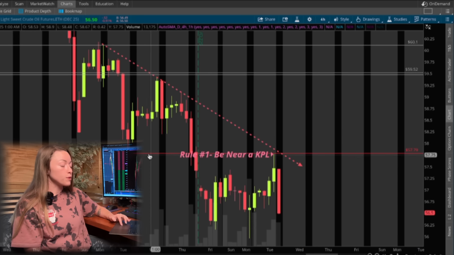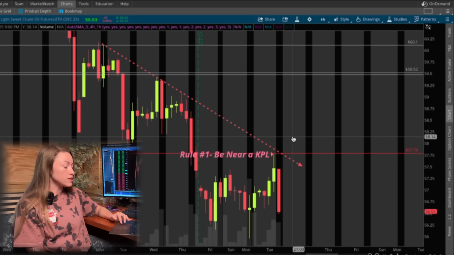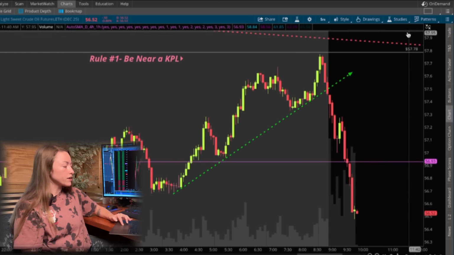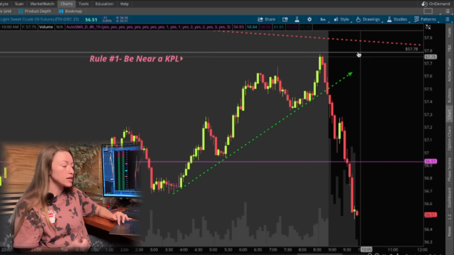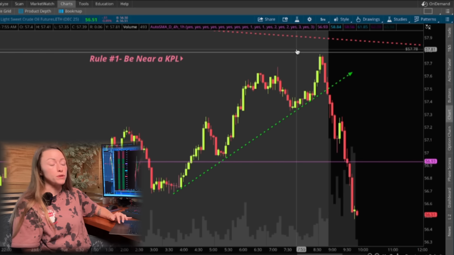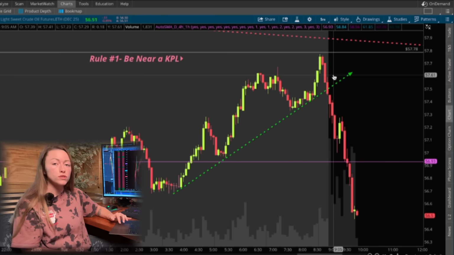So we have prior support, could turn potential resistance. We also had my KPL, which was, let me go back in, right here near that 57.78 level. So that was a huge part of why I was personally looking short. And then I layered on all the other market analysis, which gave me the downtrend, which gave me that key level, which used to be support, that could turn resistance. But for me, the gray lines are my golden KPLs that I base my trades off, and then I layer.